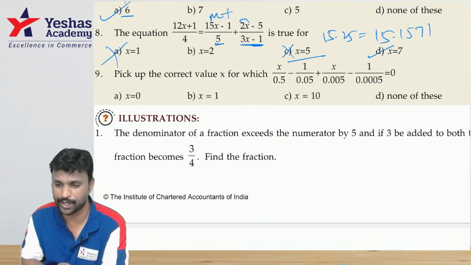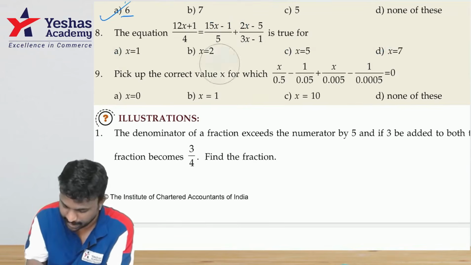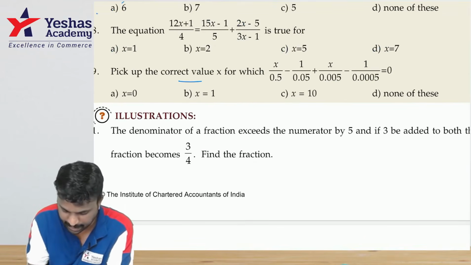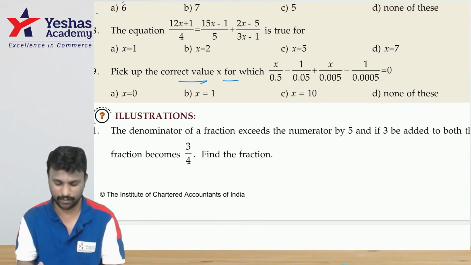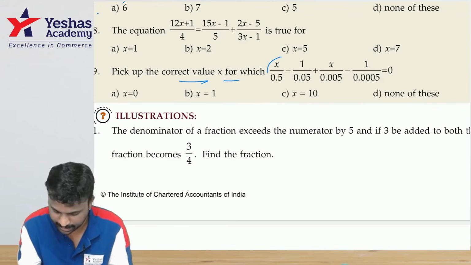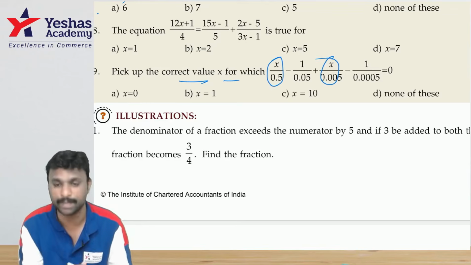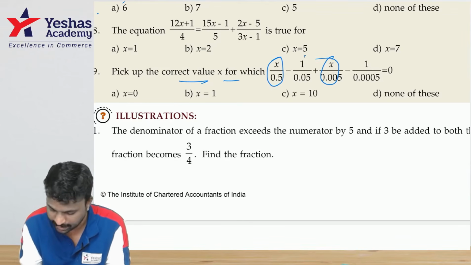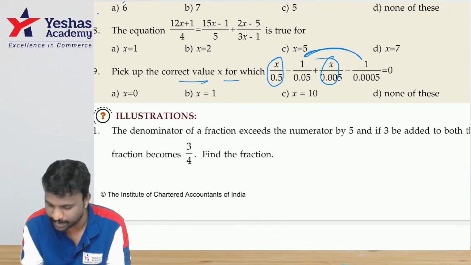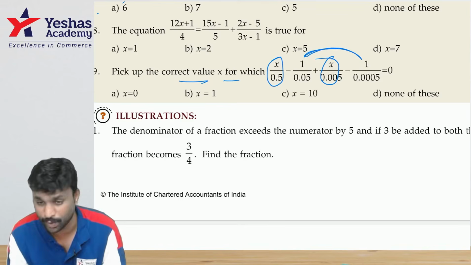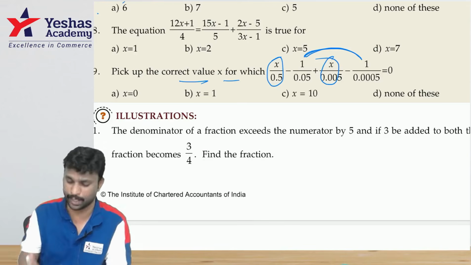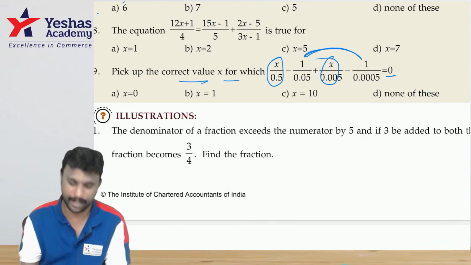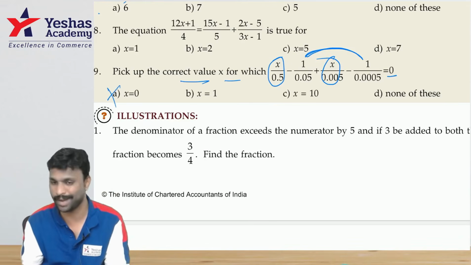Guys, moving on to the next question, that is the last question of this exercise A. Pick up the correct value for x. Guys, where is x in the option? If I put x value as 0, guys, this and this will become 0, correct? And are these two equal values and of opposite signs? Definitely no. If they are equal values and of opposite sign, then only they'll get cancelled. Then only that will fetch you a 0. Definitely option A is not the right answer.